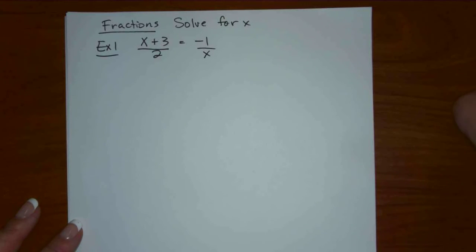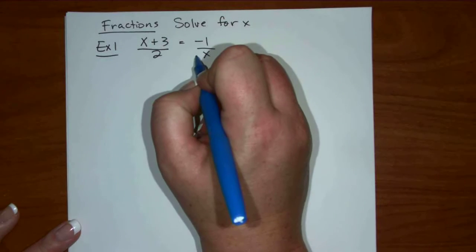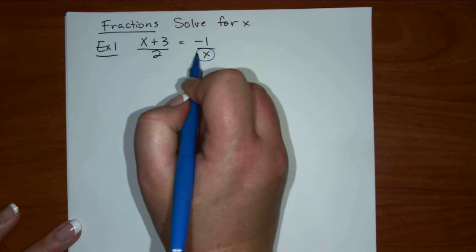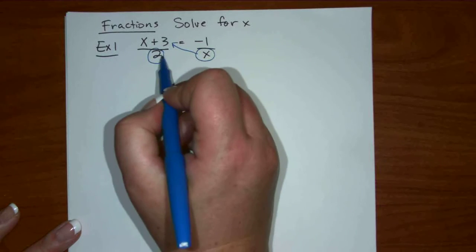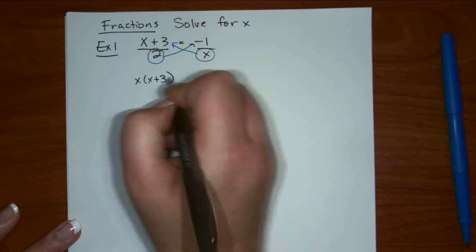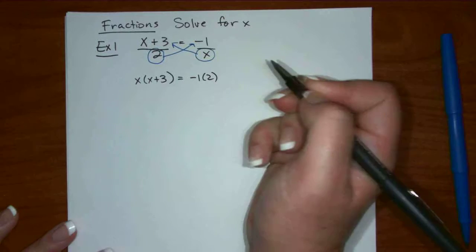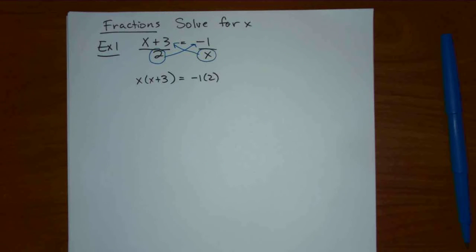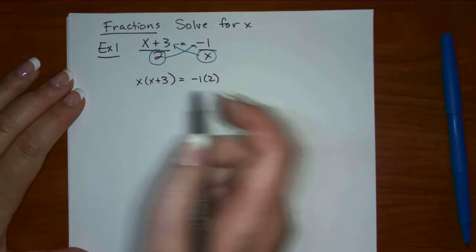So what does that look like? Take this x and where does it go? To the top of the other side. This 2, up. So what we have is x times x plus 3 equals minus 1 times 2. And then there's no fraction. That's your whole goal, is get a fraction on each side so you can cross multiply. Now, where's the complication going to come in? If you have to do common denominator first, so that you have one fraction on each side. So that's where it's harder. Otherwise, it's just easy.